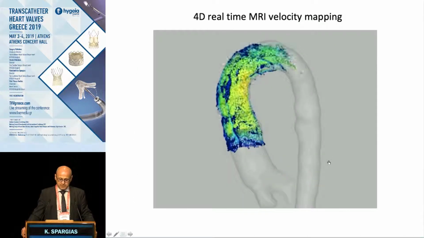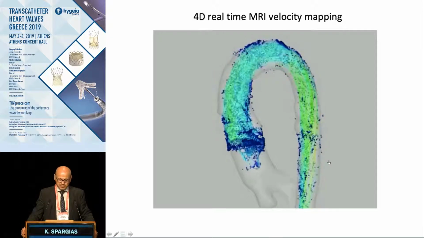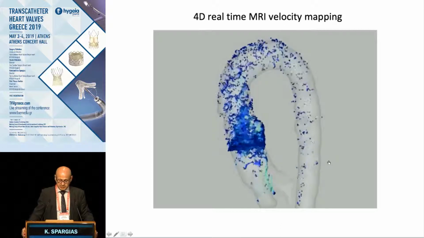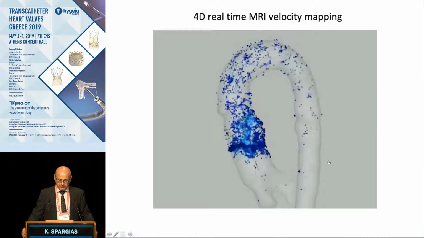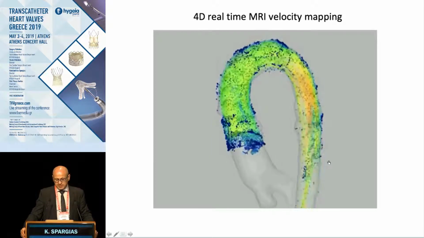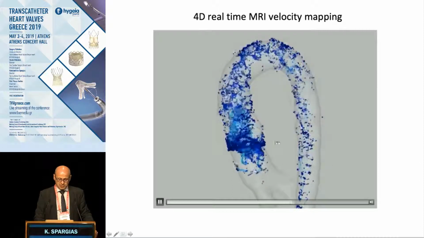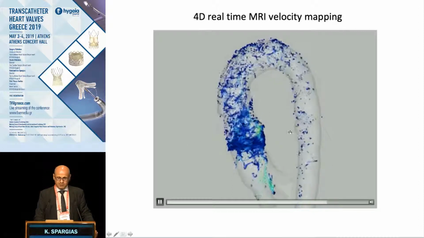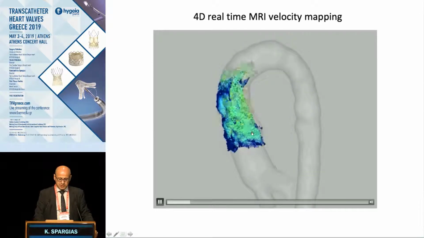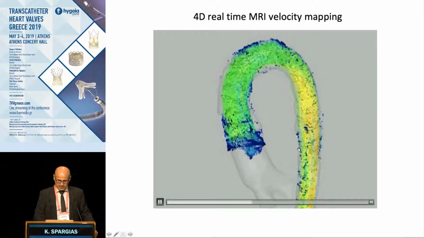So what are the forces that close the leaflets, and what type of vortices are created there? So you see here an MRI reproduction of the velocity mapping, and you see, keep at the diastolic phase, the colors there. You see that the colors are blue all over the area of the aortic annulus. So there is no difference in the closing force wherever you are in the aortic annulus.